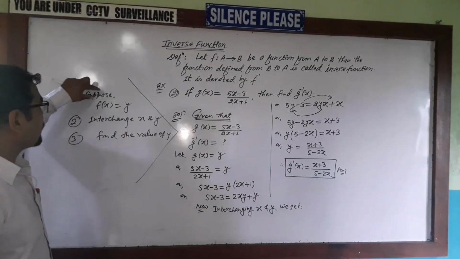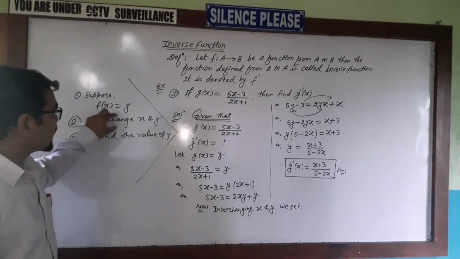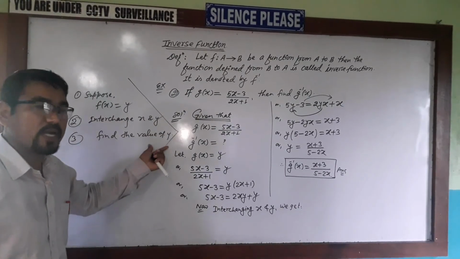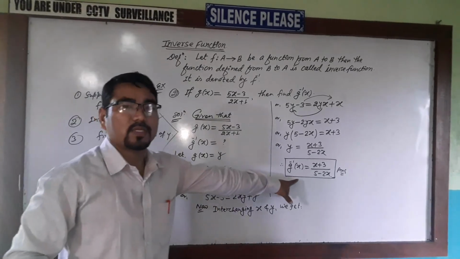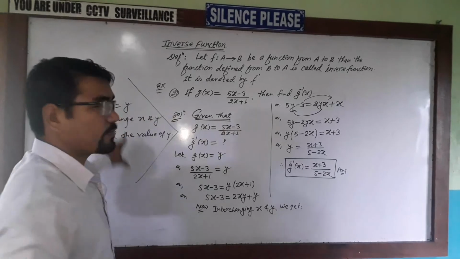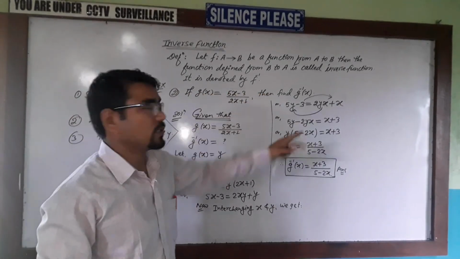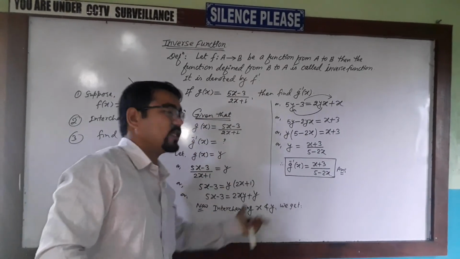So first of all we suppose the given function is equal to y. After that we interchange x and y. Then finally we find the value of y in terms of x. Then we get the inverse of the function. Only this procedure we have to follow to find the inverse function of a given algebraic expression. So like this we can find the inverse function.